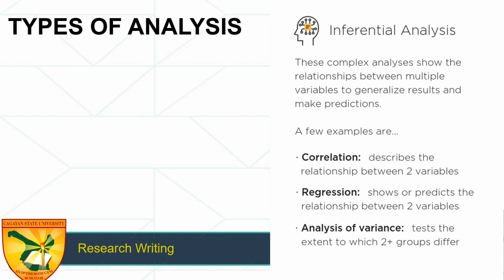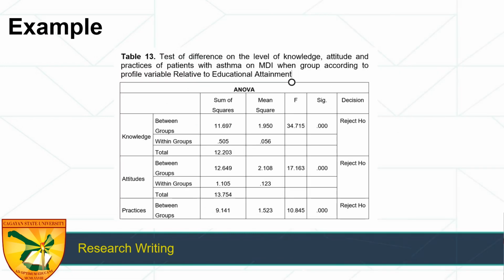In doing inferential analysis, you can use software such as SPSS, STAR, EpiInfo, and the usual software that we use in our studies in the college is SPSS. This is one example. This is looking at differences on knowledge, attitude, and practices. And we used ANOVA here. If you see this generated result, it's actually generated by SPSS. So you can easily see that you will reject the null hypothesis.